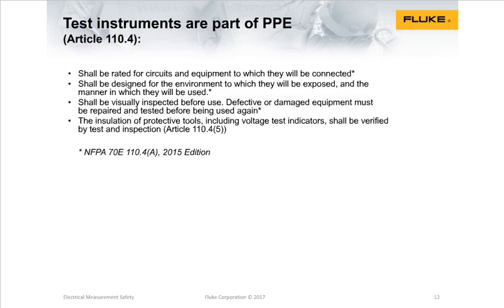As I mentioned before, in NFPA 70E, Article 110.4, test instruments are part of the PPE, and part of this is that they shall be rated for the circuits and equipment to which they'll be connected. They'll be designed for the equipment and the environment where they're being used, and that's what we're going to talk about next, and how you can be sure you're using the right equipment. Also, they'll be visually inspected.